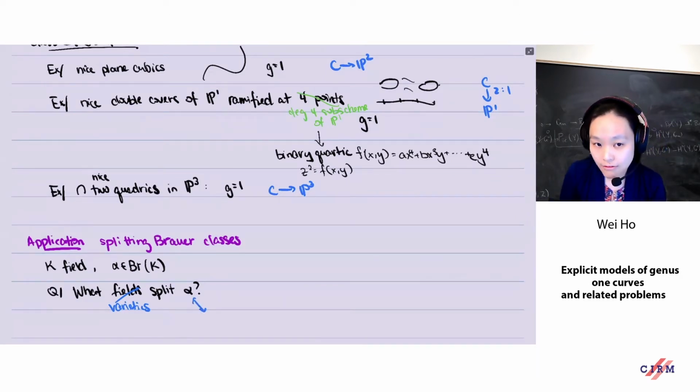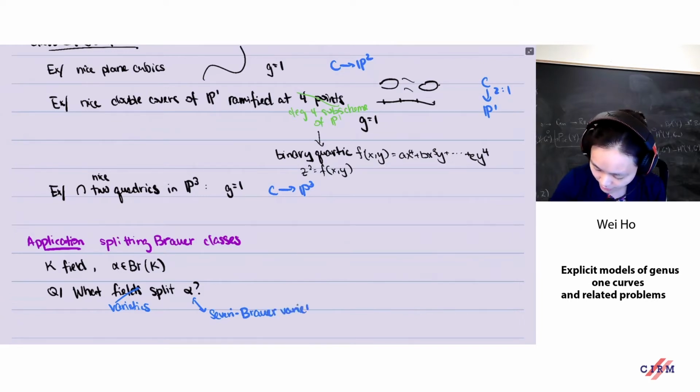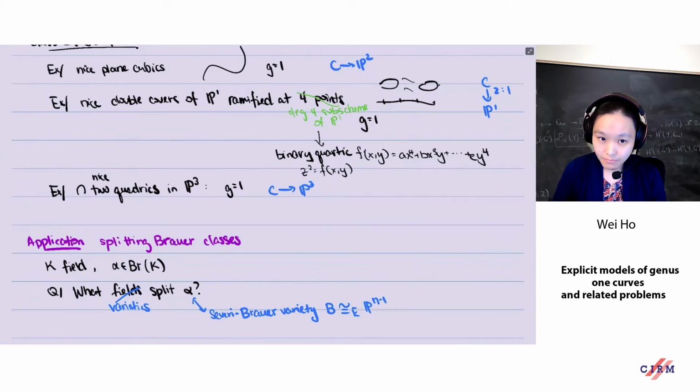So from this alpha, from this Brauer class, I can make something geometric, which is a Severi-Brauer variety, or Brauer-Severi variety. It's never clear which way to put the order of those names. So I have a Severi-Brauer variety associated to it. Let me call it B for right now, which over the algebraic closure is basically a projective space.